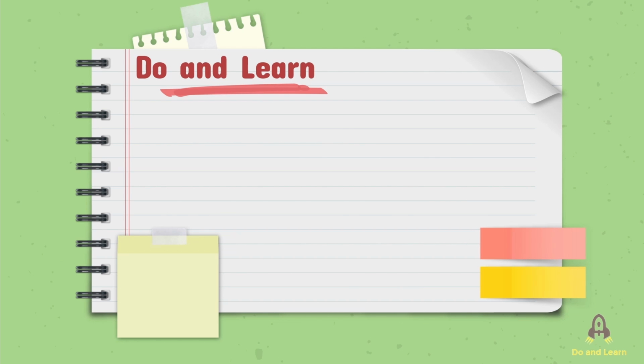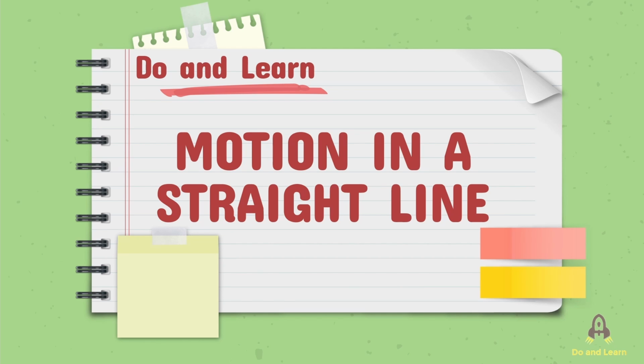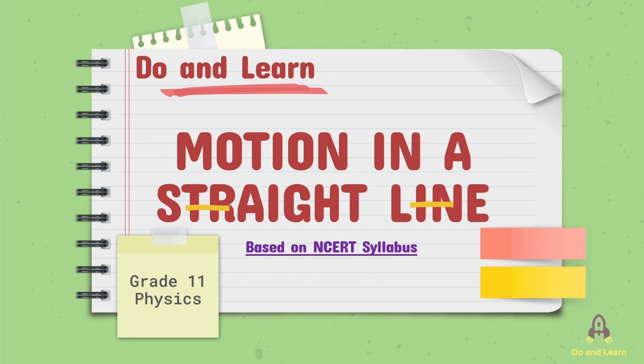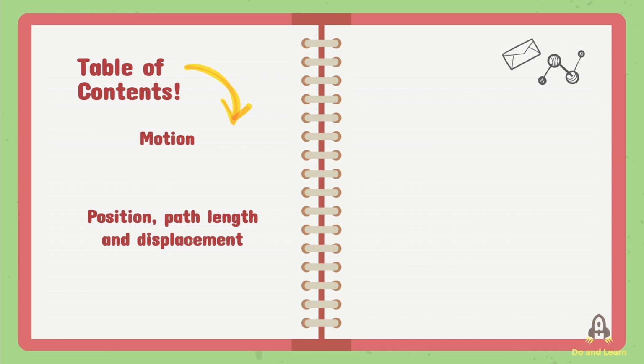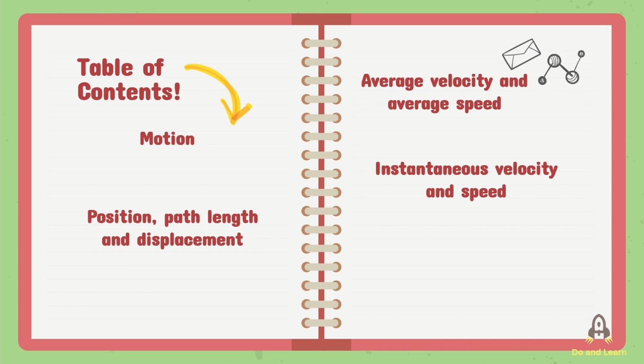In this session, we are discussing the chapter Motion in a Straight Line based on NCERT Syllabus, Grade 11 Physics. Part 1. This is the first part of this lesson. In this part, the contents are motion, position, path length and displacement, average velocity and average speed, instantaneous velocity and speed, acceleration.